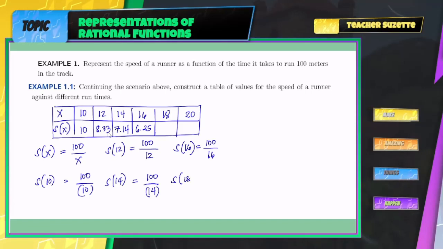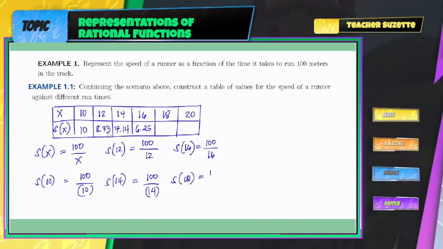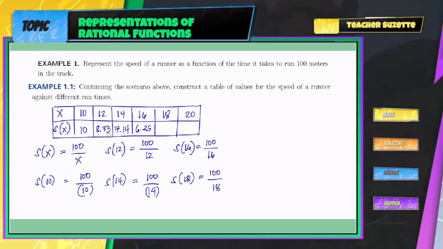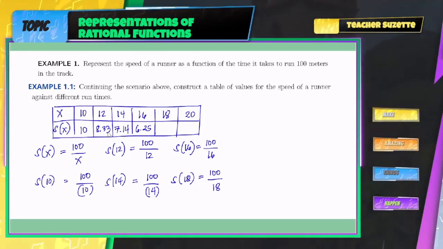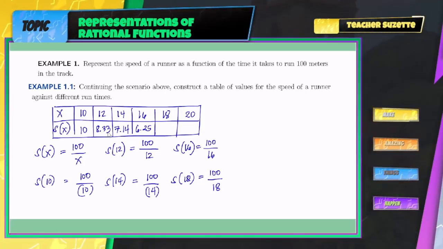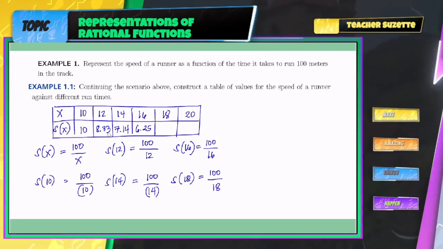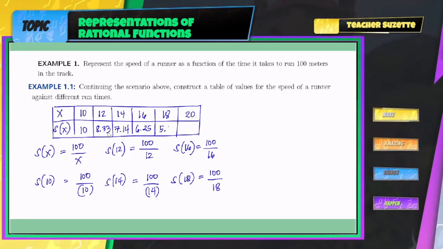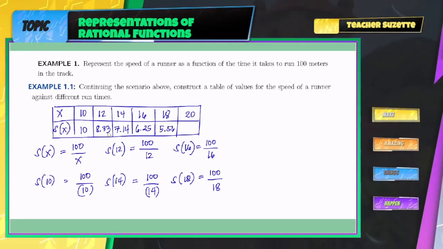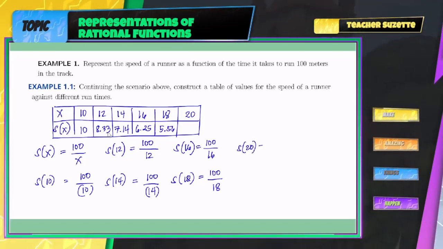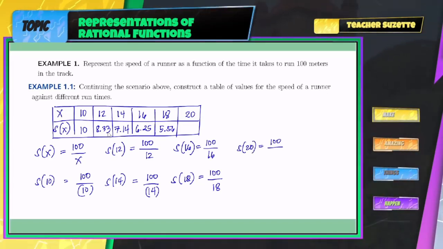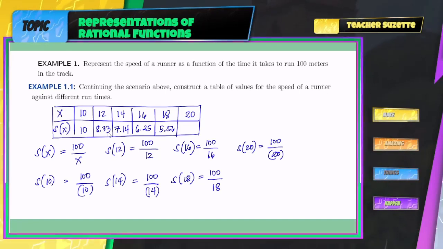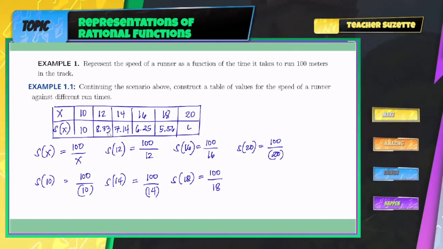Next, we have s of 18, which is equal to 100 divided by 18. Then, 100 divided by 18 is equal to, let's write it, 5.56. And last is s of 20 equal to 100 divided by 20. 100 divided by 20 is 5.